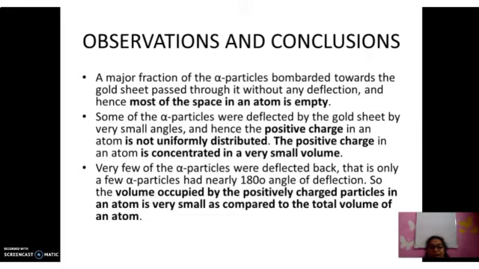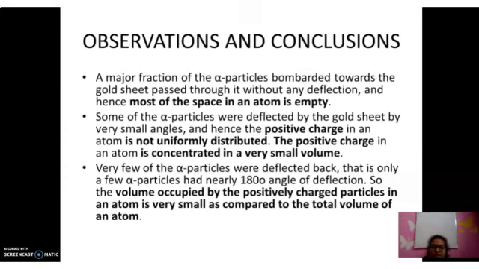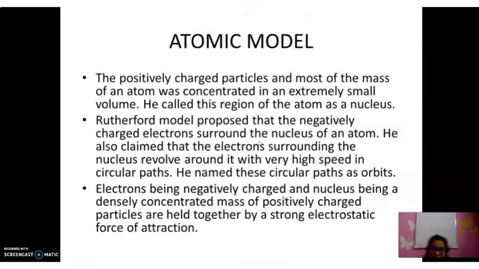Then we move to the third one. Here we have seen very few alpha particles were bounced back, 180-degree deflection. Why? How will it happen? We know alpha particles also have positive charge. If it hits any positive part, then only it will bounce back. So the volume occupied by the positive charge particles in an atom is very small compared to the total volume of an atom. And he also identified that the positive charge is in the center of the atom. He called it the nucleus.